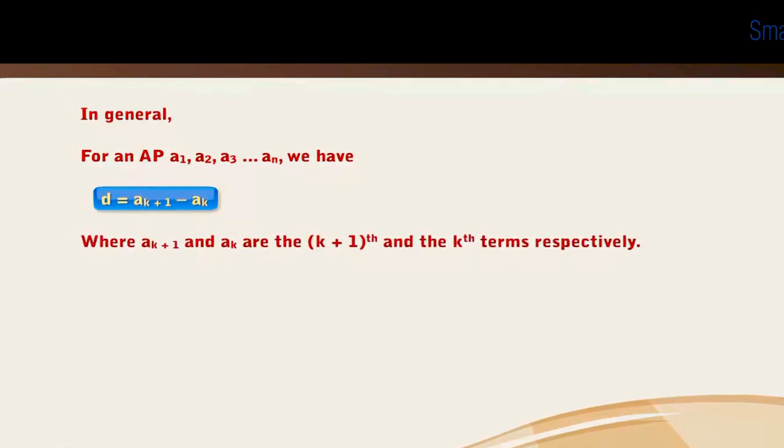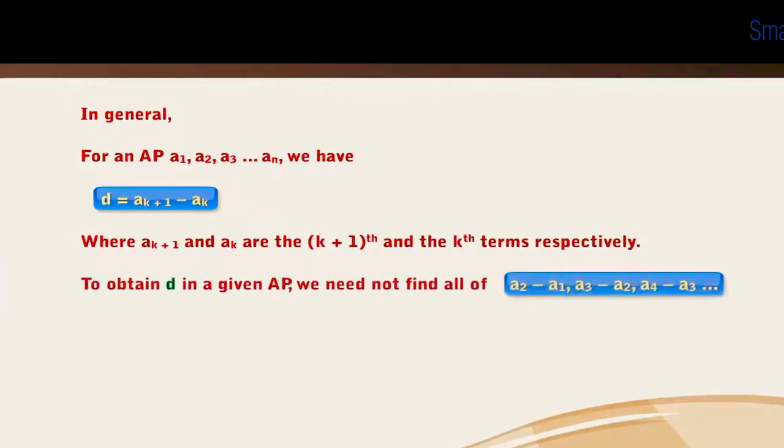In general, for an AP a1, a2, a3 up to an, we have d is equal to a(k+1) minus ak, where a(k+1) and ak are the (k+1)th and kth terms respectively. To obtain d in a given AP, we need not find all of a2 minus a1, a3 minus a2, a4 minus a3. It is enough to find only one of them.